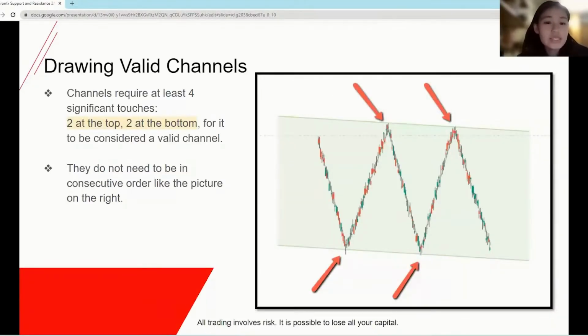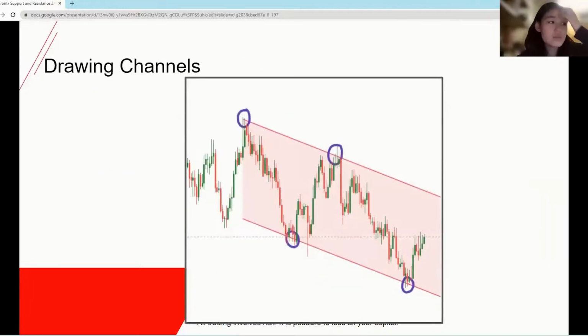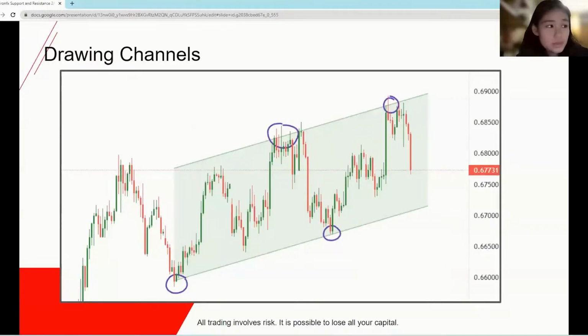So channels require at least 4 significant touches, 2 at the top and 2 at the bottom, for it to be considered a valid channel. So they do not need to be in consecutive order like the picture on the right. So we'll look at a couple of examples. Here we have a descending trend channel, and you can see how clear the structures are here as well. Okay, pretty straightforward for that.